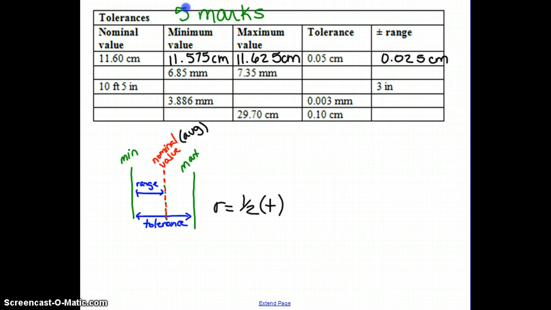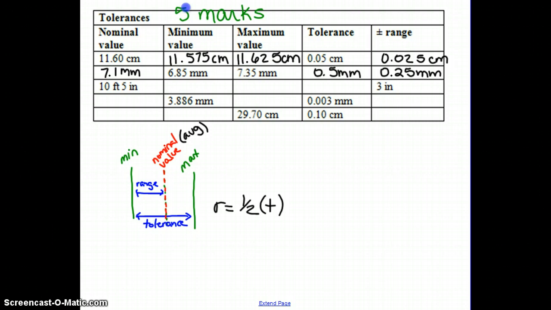Now the next one, you're given your min and your max. So we can easily find the tolerance because the tolerance is the difference between them. So we can go the max, which is 7.35, minus the min, which is 6.85, and get 0.5 is our tolerance. And that is millimeters. The range is half of that, so 0.25 millimeters. And the nominal value is going to be your minimum value plus your range, or your maximum value minus your range. So we'll go 6.85 is our minimum value, and we'll add on our range. So you should get 7.1 millimeters is your nominal value.